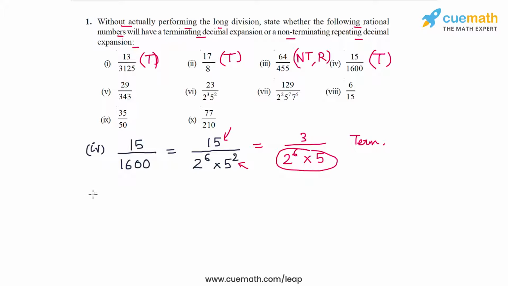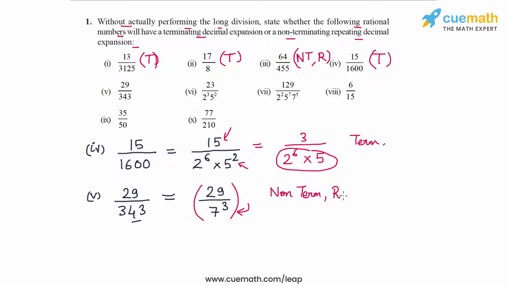Now let's go to the next number, which is in part 5. This number is 29 by 343. Now 343 is the cube of 7. So the prime factorized form of 343 is simply 7 cube. So now this number has a denominator which has prime factors other than 2s and 5s. So this will have a non-terminating repeating decimal expansion. So let's write it here, non-terminating and repeating.